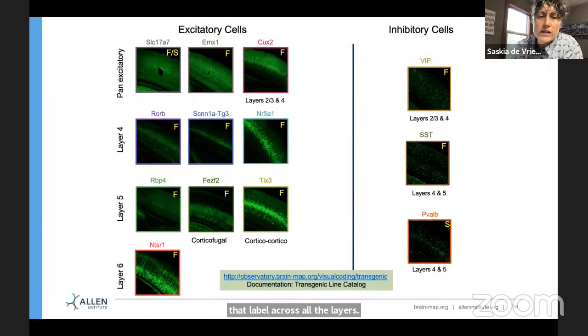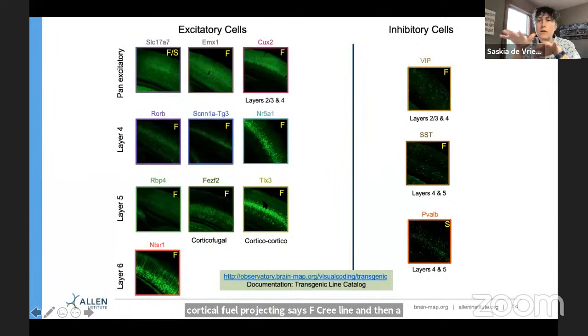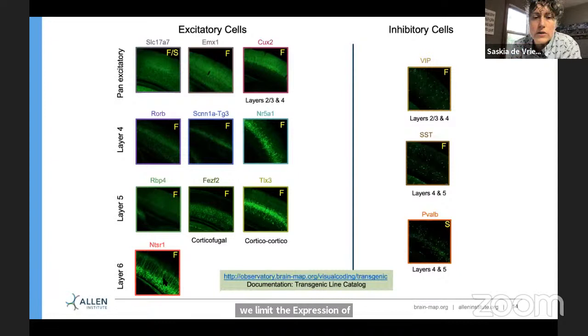Other Cre lines are specific either to a layer in general or to subpopulations within a layer. So for instance, in layer 5, we've got a corticofugal projecting Fezf2 Cre line, and then cortical projecting neurons in the Tlx line that give us different subpopulations within that layer. And one of the big advantages of these Cre lines is that, especially for these deeper layers, layer 5 and layer 6, we really only get good optical access when we limit the expression of our calcium indicator to the cells that are just in that layer exclusively.